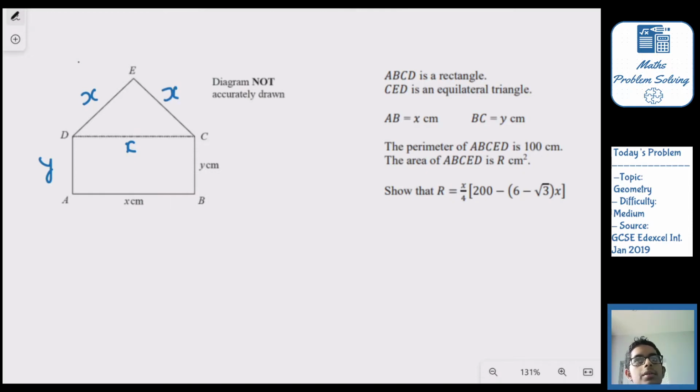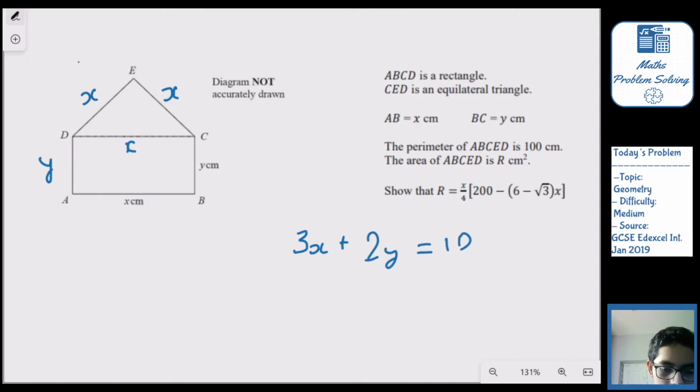The perimeter of ABCD is 100 centimeters. So therefore, if we just go around this way, ED plus DA plus AB plus BC plus CE equals 100 centimeters. So 3x plus 2y equals 100 centimeters. So it's just good to label everything we know. It's just going to make our life very easy.